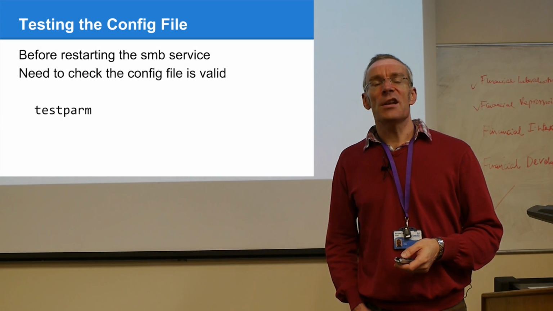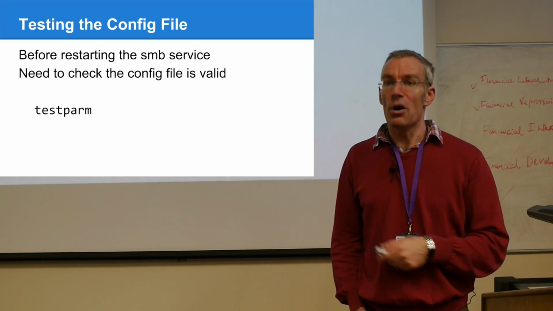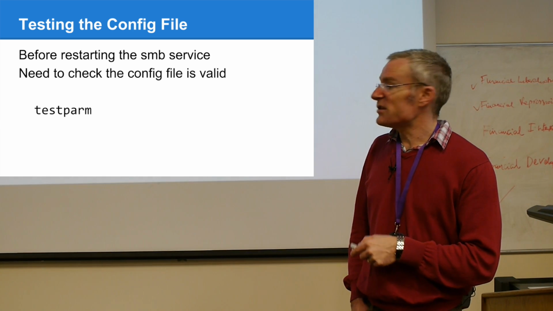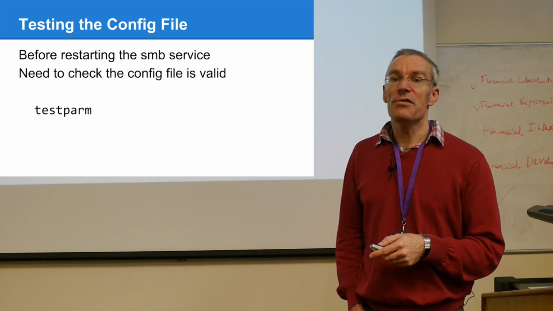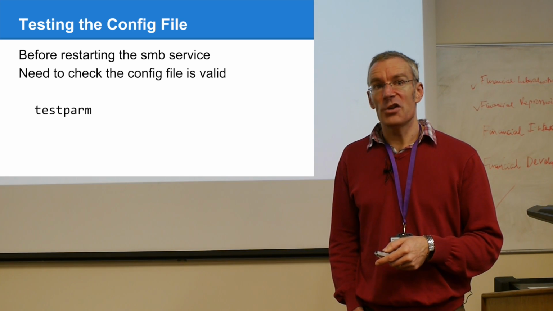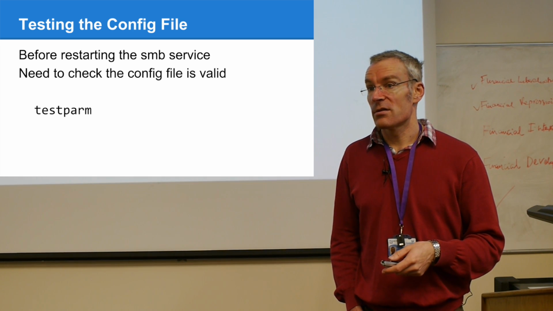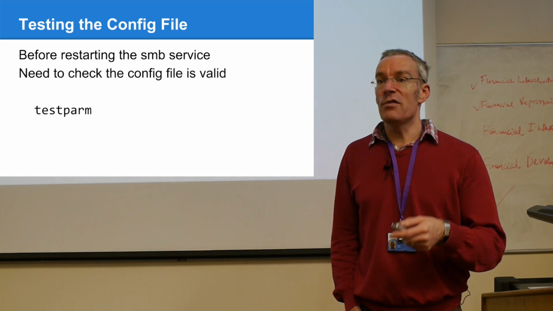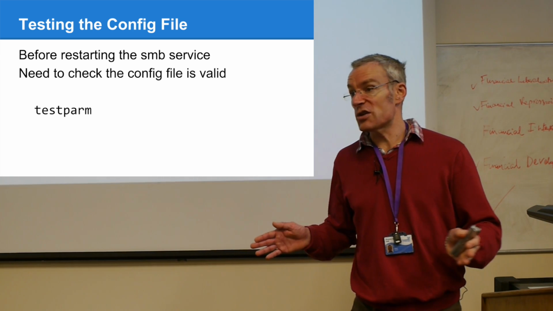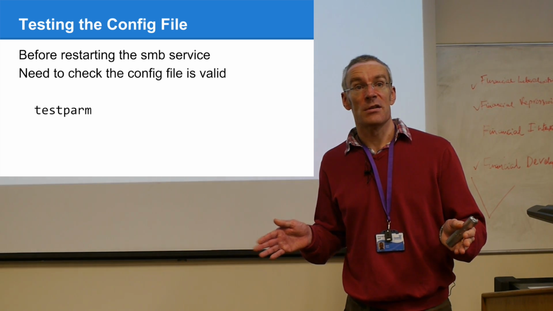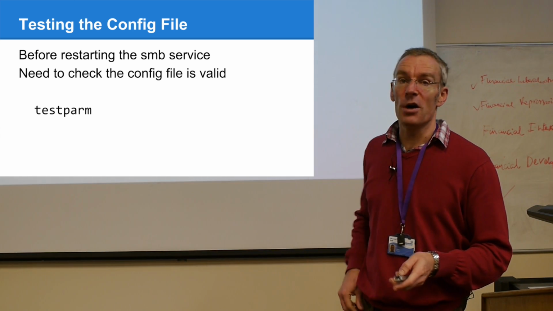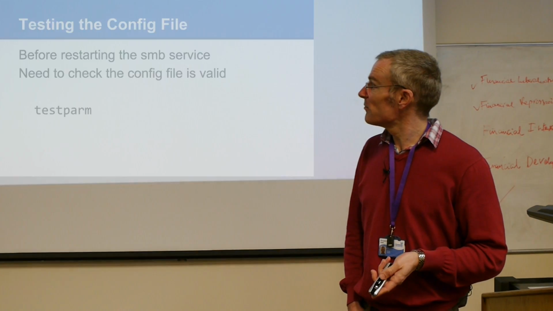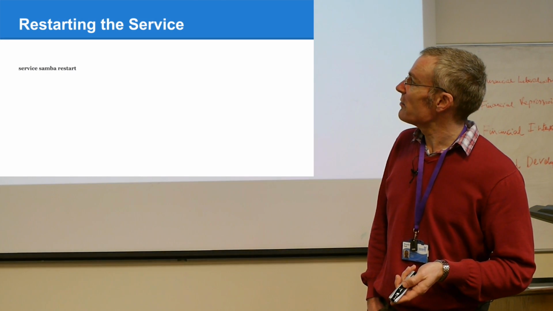Now, because if you get this wrong and you restart the service and no one can access their shares, there's a little test program. If you just run testparm, it will actually read through your Samba configuration file and check for any errors. That makes sense? It'll make sure there's no mistakes. Because obviously, if you restart it and it's wrong, you've locked everyone out from their shares. No one can access their network drives. So the best thing to do is to run testparm to check that everything's okay before you apply the changes and restart. Service smbd restart, and we've restarted the server.